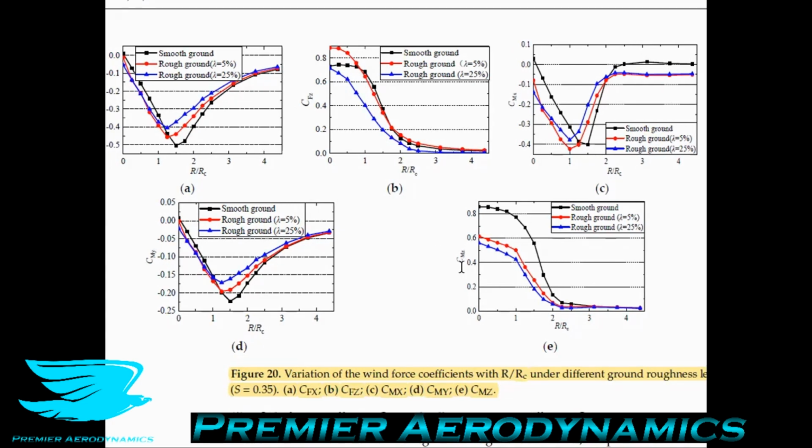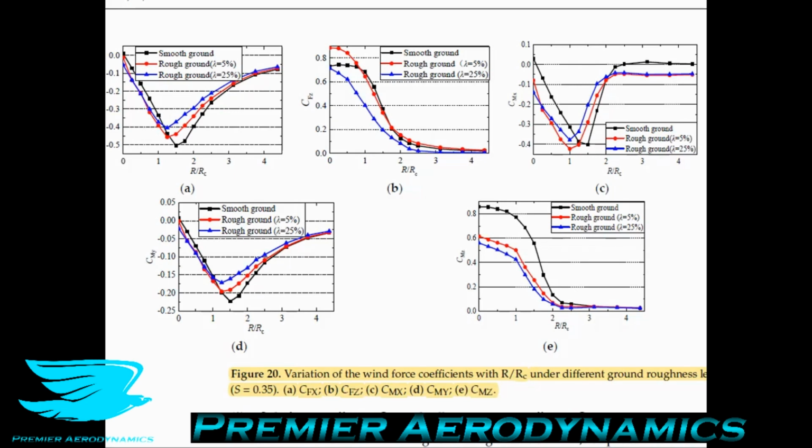So on figure 20, they have the effects of the surface roughness, the ground roughness, sorry, on the different forces, and it ranges from smooth ground to 25%, and there's also 5% in there as well. For the side force coefficient and rolling moment coefficient, they say it can be observed that as the ground roughness increased, the peak value of the side force coefficient decreased. So that's interesting. Higher surface roughness is possibly beneficial for reducing the side force.